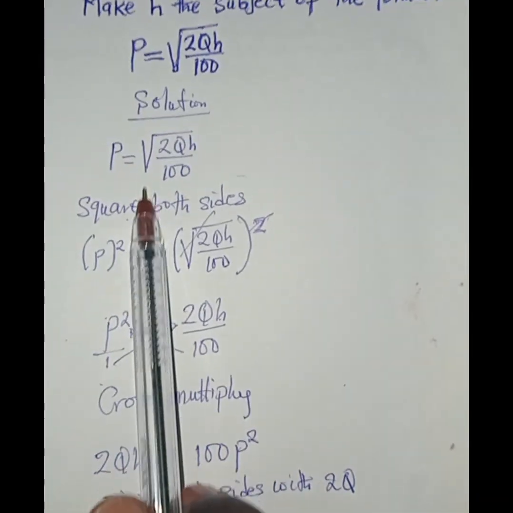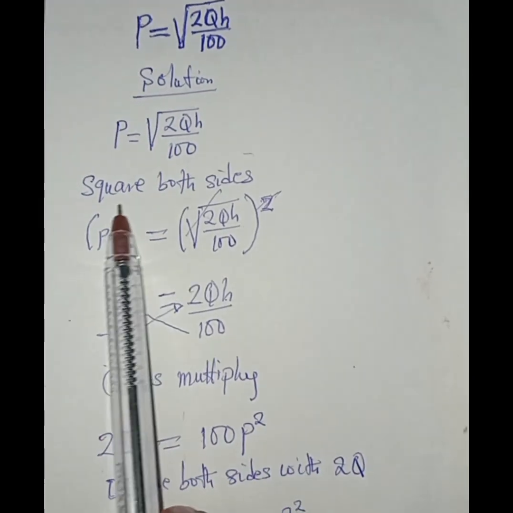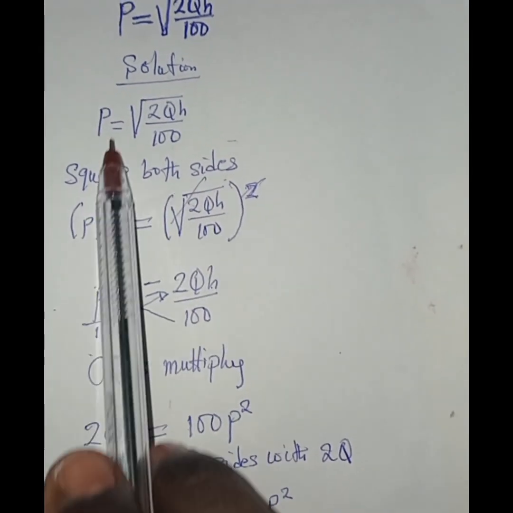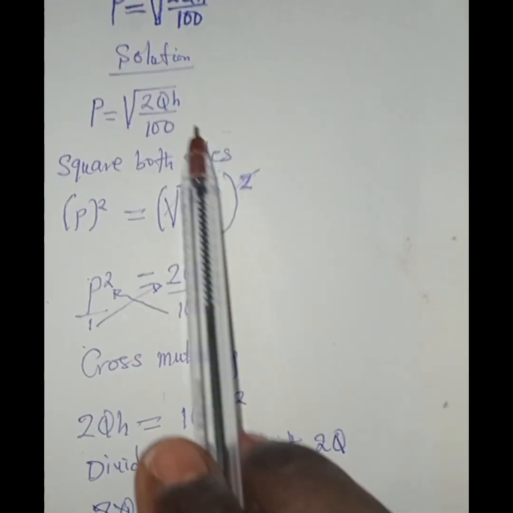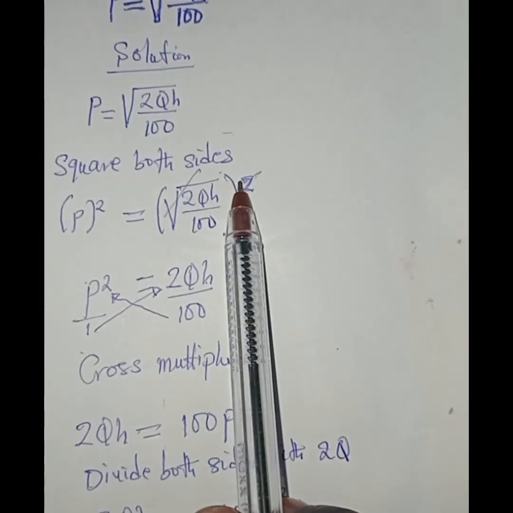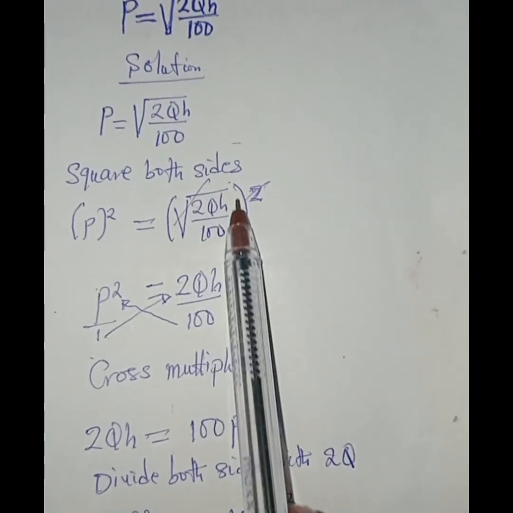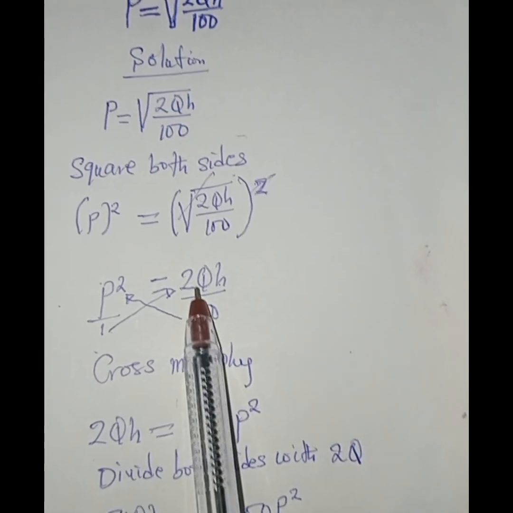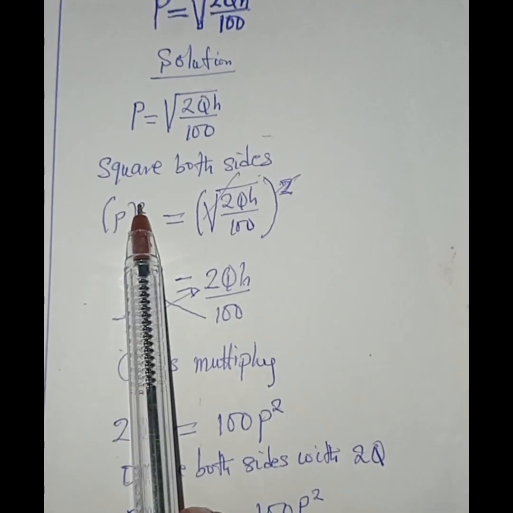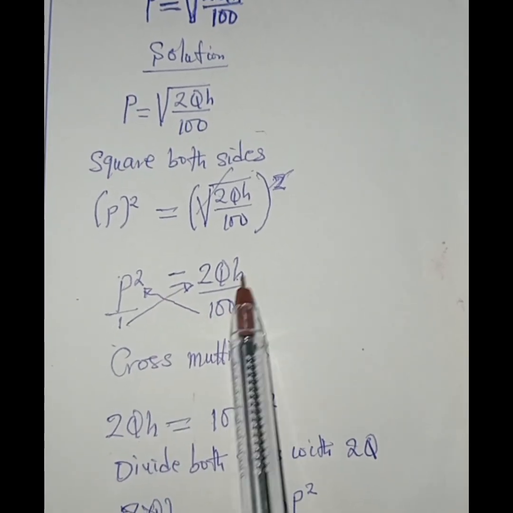to make it coherent. So the next thing is how to remove the square root. So you say square both sides. When you square both sides, p will go into a bracket raised to the power of 2, and everything here will be raised to the power of 2. Don't forget, square will cancel square root. Once square cancels square root, the elements inside the square root will stand on their own. It will become 2qh all over 100, while this side becomes p square. So remember, our focus is how to make h stand alone.